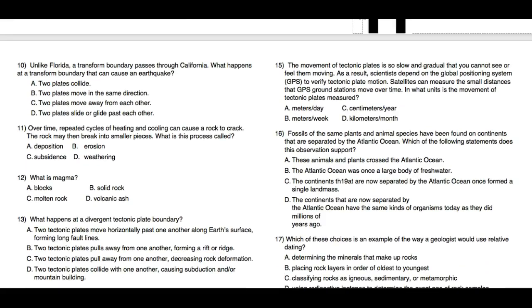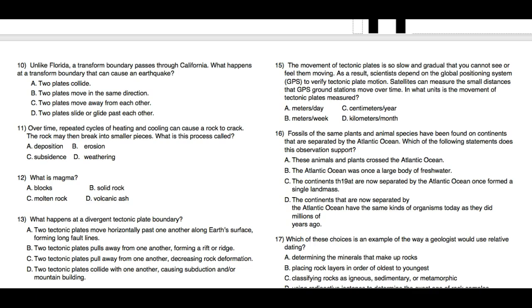Question 15. The movement of tectonic plates is so slow and gradual that you cannot see or feel them moving. As a result, scientists depend on the Global Positioning System, GPS, to verify tectonic plate motion. Satellites can identify and measure the small distances that GPS ground stations move over time. And in what units is the movement of tectonic plates measured?